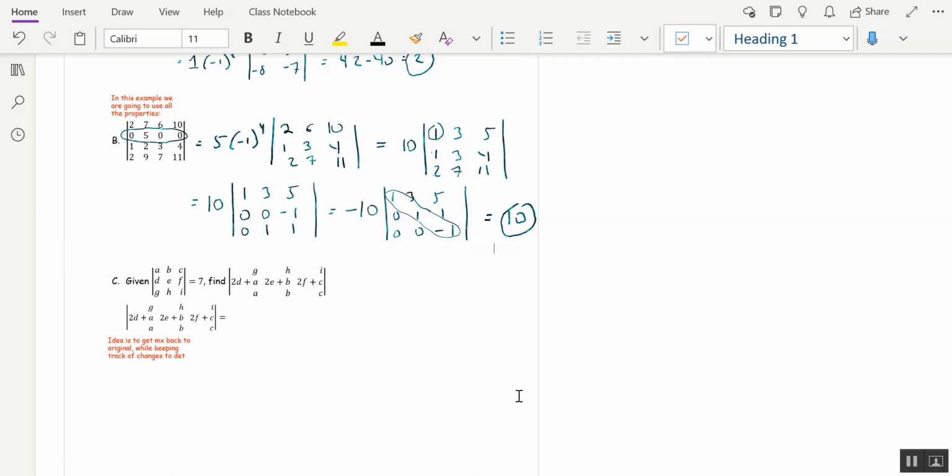Okay, this next one is going to really force us to use properties of determinants. I'm given that the determinant of this 3 by 3 matrix is 7, and I want to find the determinant that's given there. So what I want to do is work my way back to the original matrix and keep track of any changes I make to the determinant. So the first thing I'm going to do is swap rows 1 and 3 so that I have the ABC on the top.